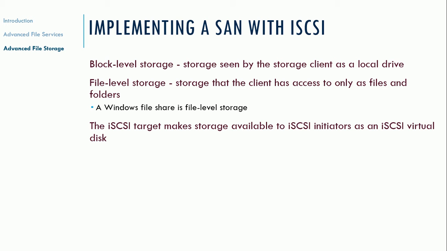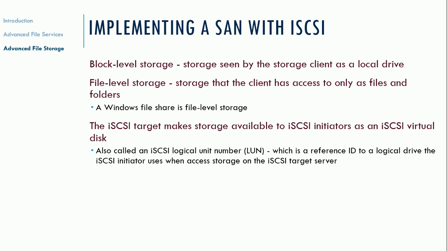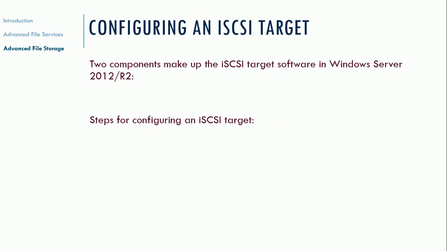So the iSCSI target makes storage available to iSCSI initiators as an iSCSI virtual disk, also called an iSCSI logical unit number, or a LUN. And LUN is one of those terms that kind of harks back to the old days with SCSI. But in iSCSI, every iSCSI target will have a LUN, or a logical unit number. And this is the ID to the logical drive that the iSCSI initiator uses when accessing storage on the iSCSI target server. So there are 2 components. As I said before, you're going to have the iSCSI target and the iSCSI target storage provider.